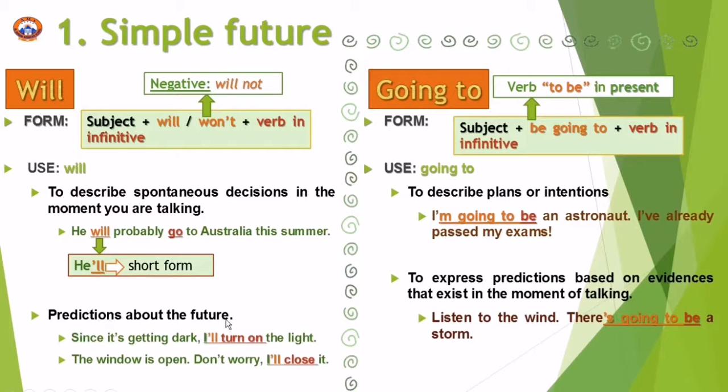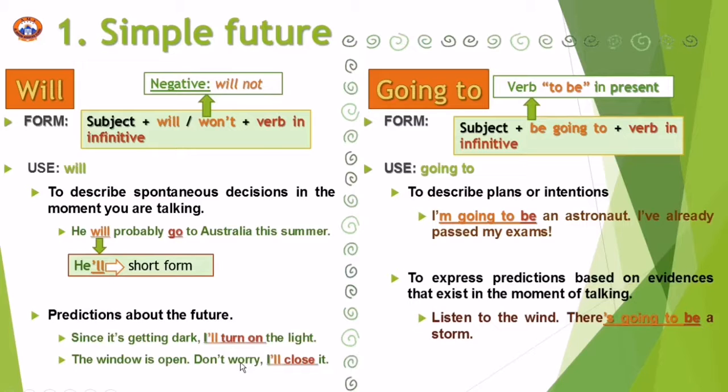Predictions about the future. If I want to predict about something in the future but without evidence, like, since it is getting dark, I will turn on the light. The window is open. Don't worry, I will close it.